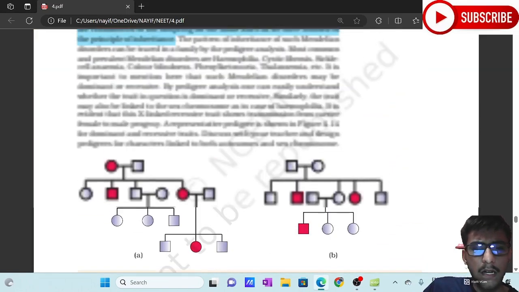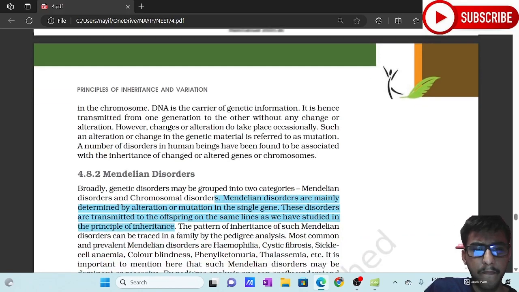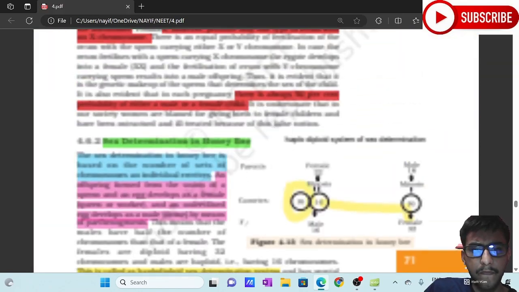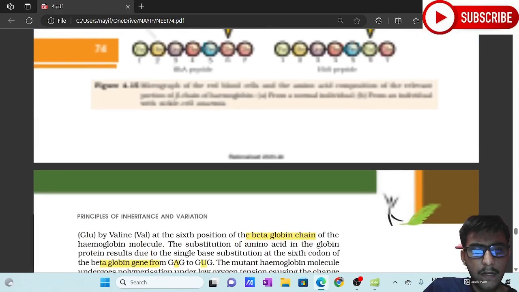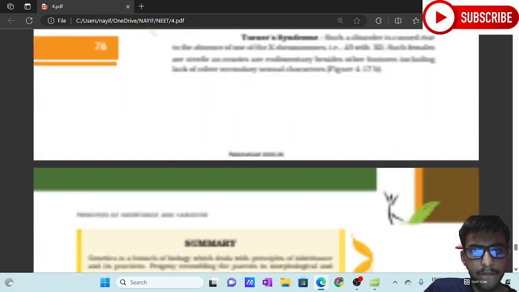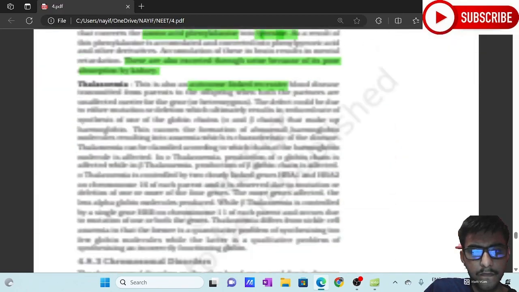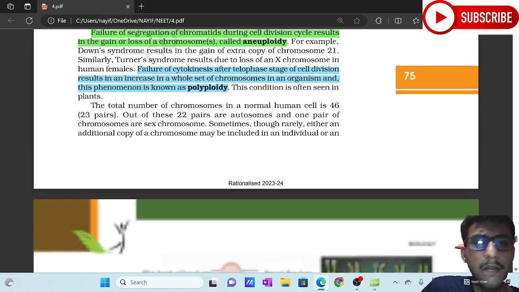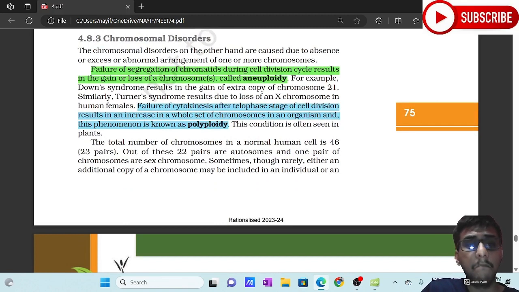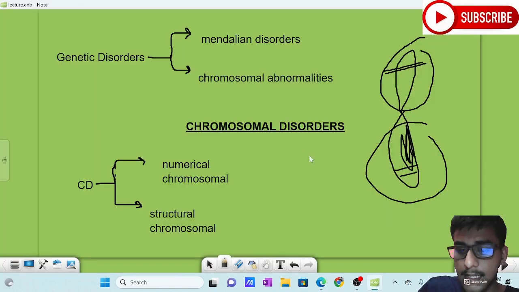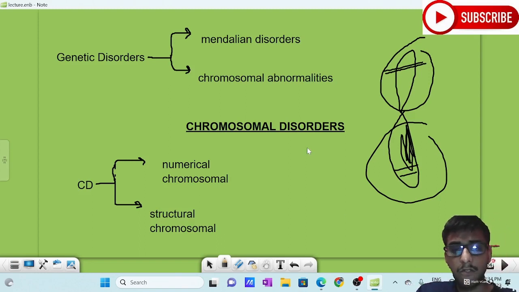Look, in your textbook, it is only mentioning about ploidy, which means the chromosomal number aberration. It is not talking about structural aberration. So we will be only discussing your numerical aberration or numerical chromosomal aberration or numerical chromosomal abnormalities.